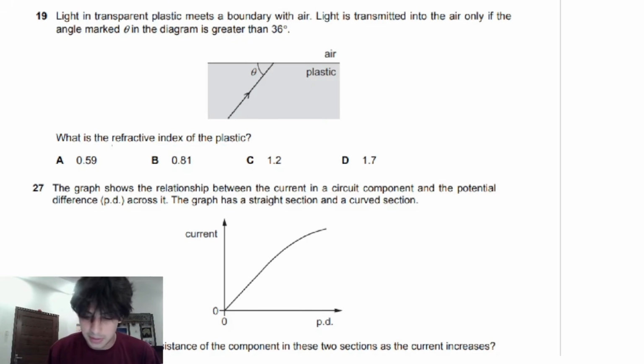So basically, what is the refractive index of this plastic? Now look, what is happening first? Right off the bat, you can see we are asked to find the refractive index, so there is only one formula, which is going to be sine C. What is C? Critical angle. I'll tell you guys about that.